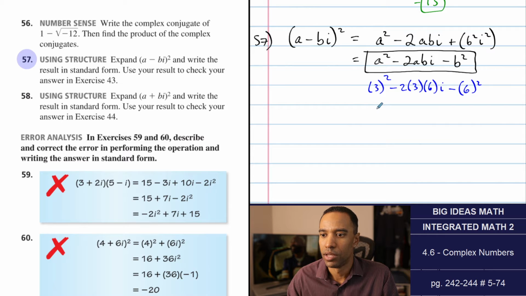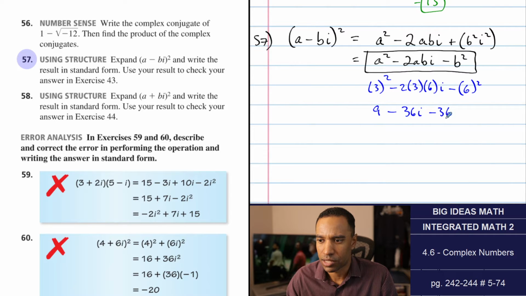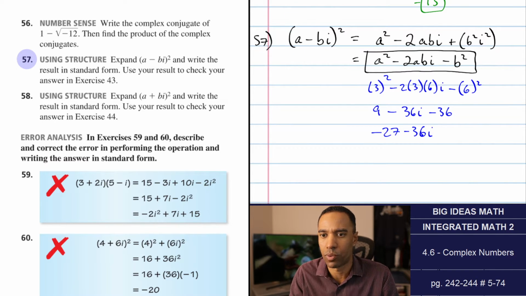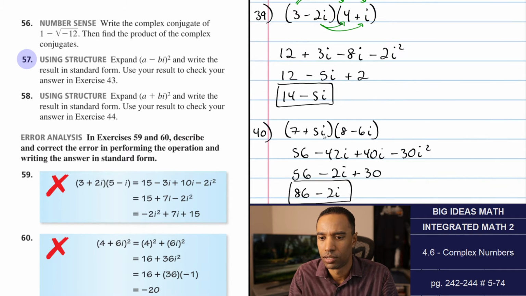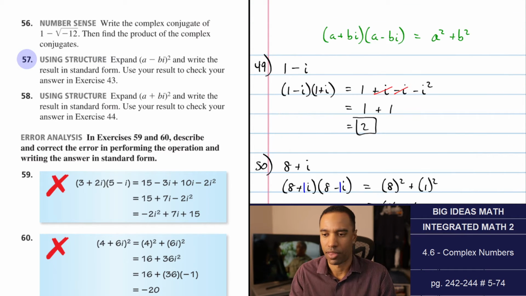So 3 squared is 9, minus double it, 36i, minus 36. Negative 27 minus 36i. Is that what we got the first time? Negative 27 minus 36i. Yes, it is. So we get the same answer for that one.